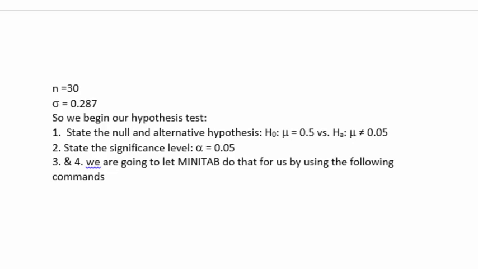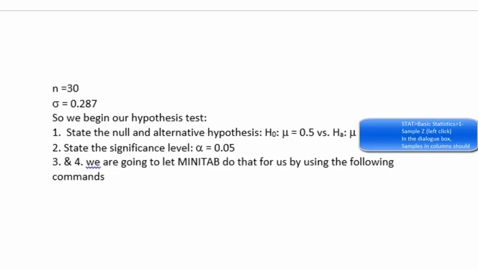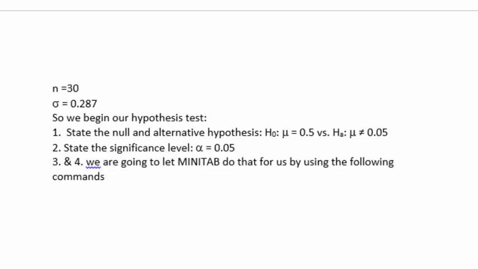So we need to state our null and alternative hypothesis. So we assume that the mean is 0.5. In fact, we know that it is. And the alternative is that the mean just doesn't equal 0.5. We're going to test that claim at a 0.05 significance level. In other words, we don't want to make an error more than 5% of the time. So this test should work at least 95% of the time. Now we're going to let Minitab find our test statistic and our p-value. And this is how we do it.